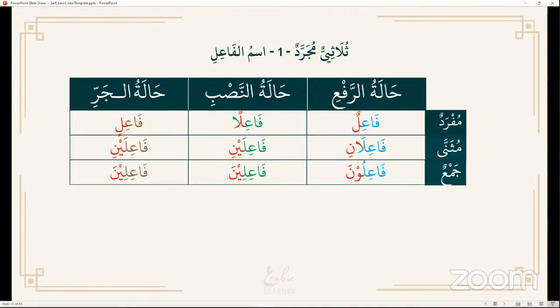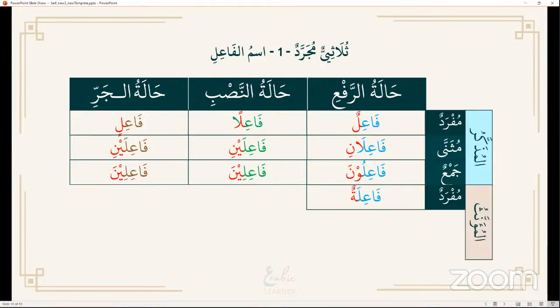Now make it muannas. Muannas for this, singular, mufrad. Fa'ilatun, fa'ilatan, fa'ilatin.